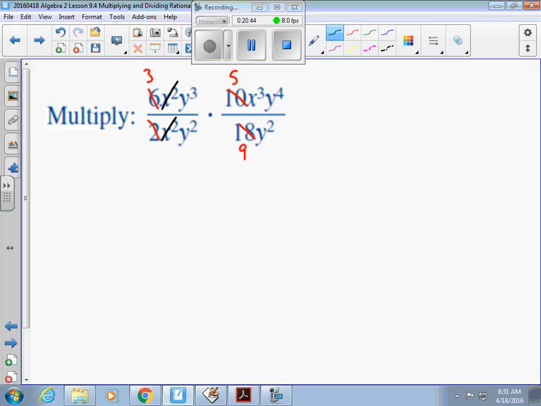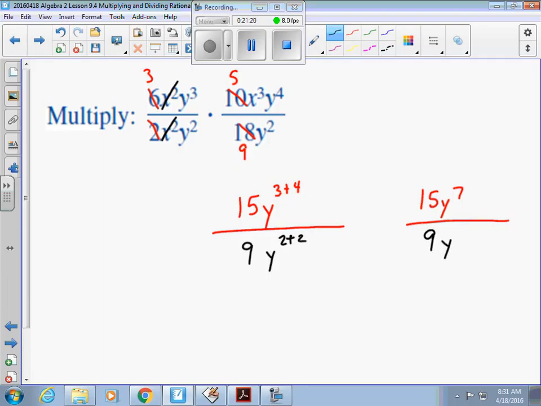The rest of it, if we go ahead and put it together at this point, 3 times 5 on top is 15. Y to the third times y to the fourth. Remember, anytime you multiply bases, you add exponents, 3 plus 4. At the top, that gives you 15y to the seventh. On the bottom, we still have the number 9. We didn't cancel that one out all the way, 9. We still have y squared and y squared. Again, you add 2 plus 2. So what we're left with is 9y to the fourth.